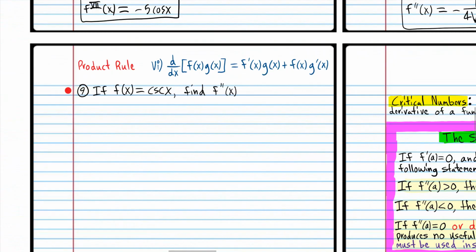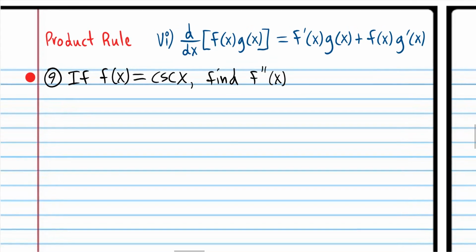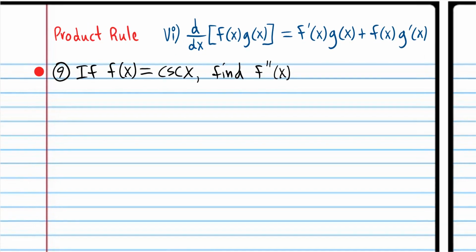Now, I want you to know that these problems can get a lot harder. We're not going to go into more difficult problems because all you're doing is just finding the derivative over and over again. We've already done that, but we'll just do a couple problems that will show you that this type of problem can actually get much more difficult. So we're looking for f double prime.